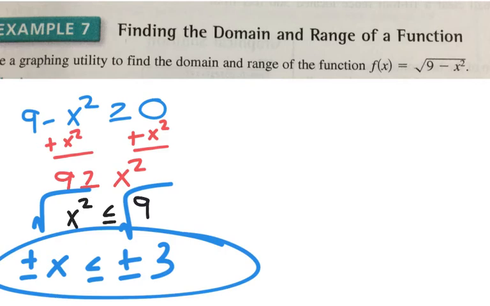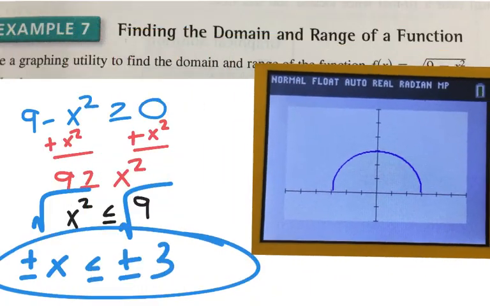So looking at this graph, what would we say the domain is? So the domain is the list of all possible x values. So I'm going to pull my graph up to make sure you all see the same thing I'm seeing. It should look like this.